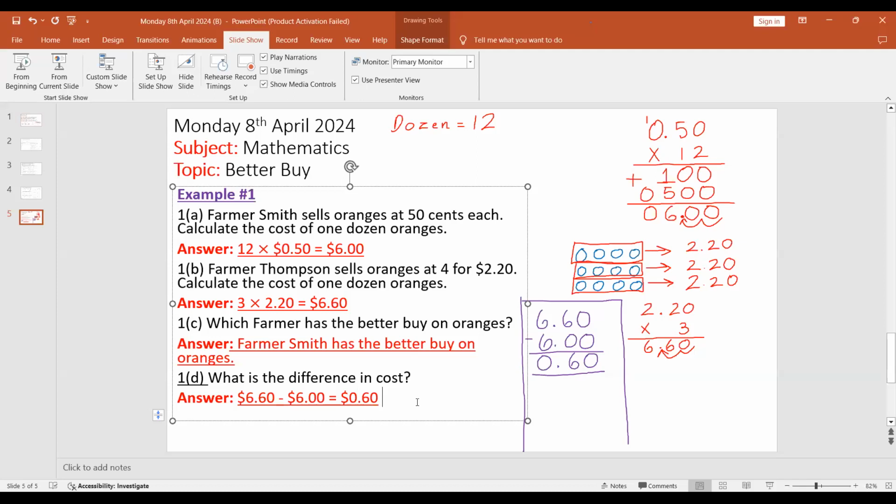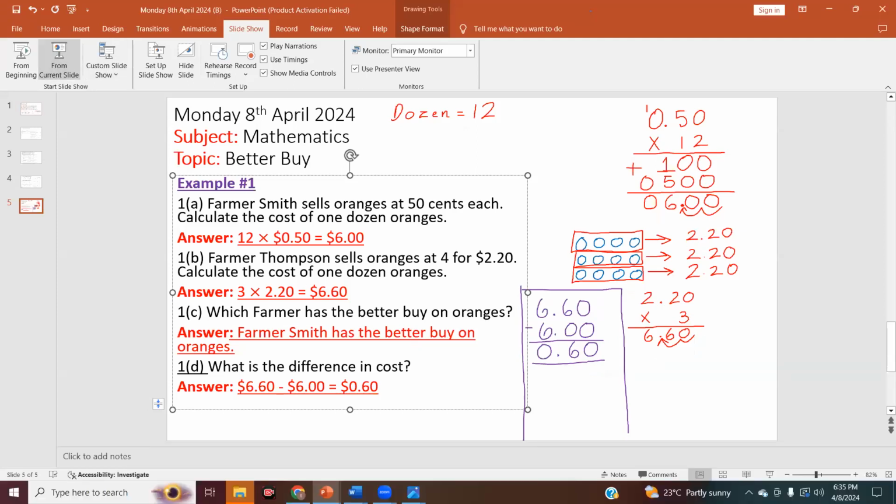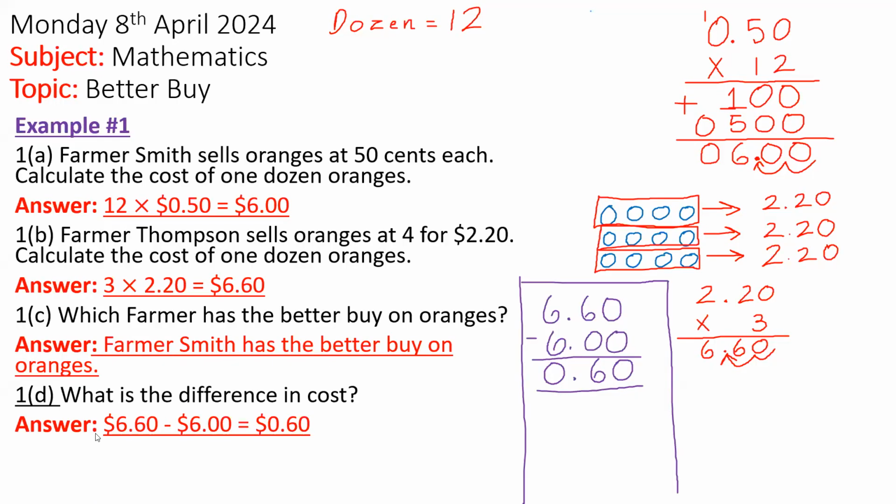Okay, so this is the first slide. So all we did for part D was find the difference between $6.60 and $6 to find that the difference in cost is actually 60 cents.